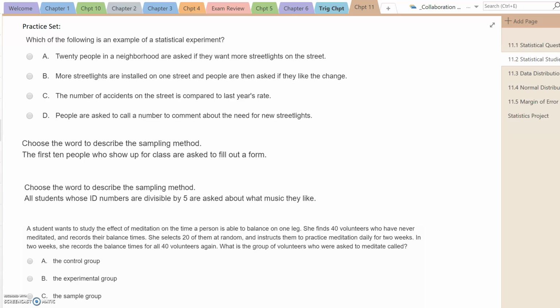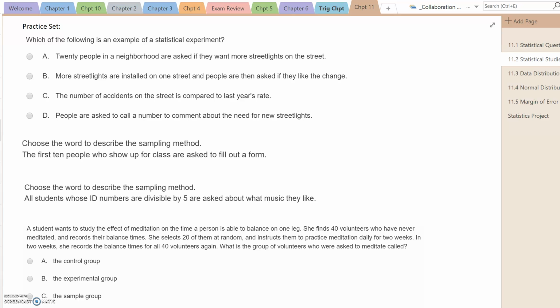A, 20 people in a neighborhood are asked if they want more streetlights on the street. B, more streetlights are installed on one street and people are asked if they like the change. C, the number of accidents on the street is compared to last year's rate. And D, people are asked to call a number to comment about the need for new streetlights.